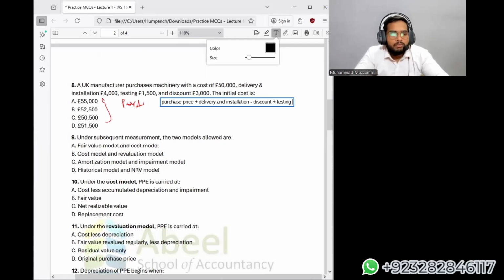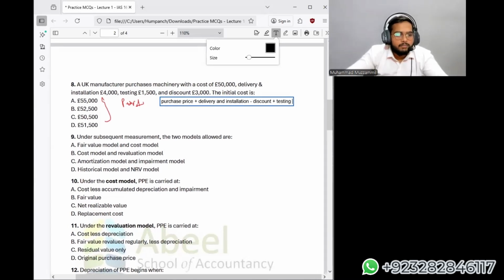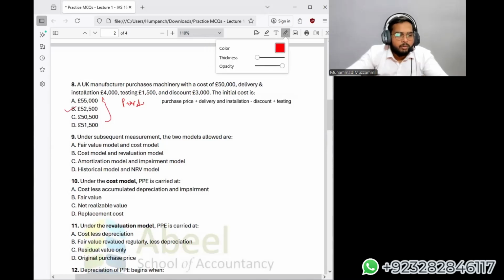So 50,000 is the purchase price, 50 plus 4 is 54, and 1,500, sorry, yeah, 55,500, then less 3,000, which is 52,500. So 52,500 is our answer. 52,500 is our answer. Okay.